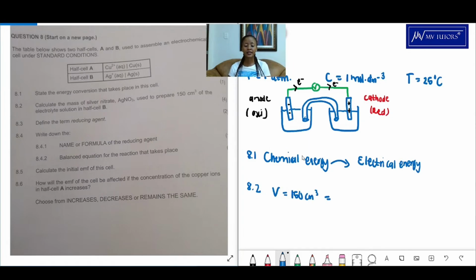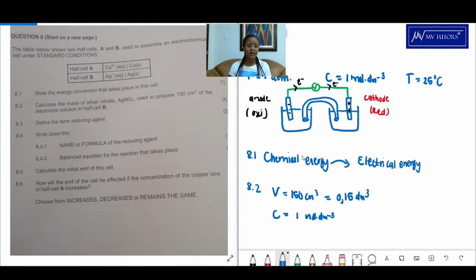We want to convert that to cubic decimeters, so we divide by 1,000 and get 0.15 cubic decimeters. Then you have your concentration. Your concentration is 1 mole. Remember standard conditions?